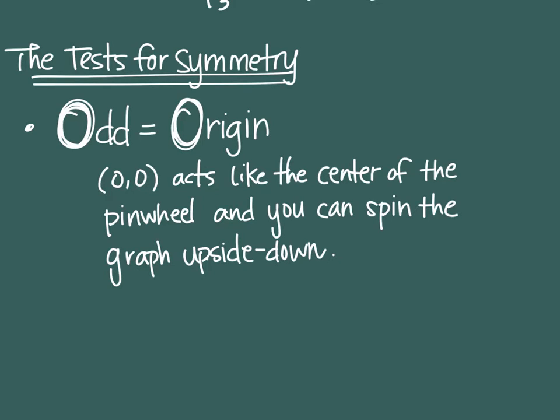It does not go through the origin, but could I still spin it? What if I spin it upside down? So it doesn't have to go through the origin to be symmetric, but you spin it around the origin to see. So this would be an example of odd symmetry. All right, let's go back to your notes.